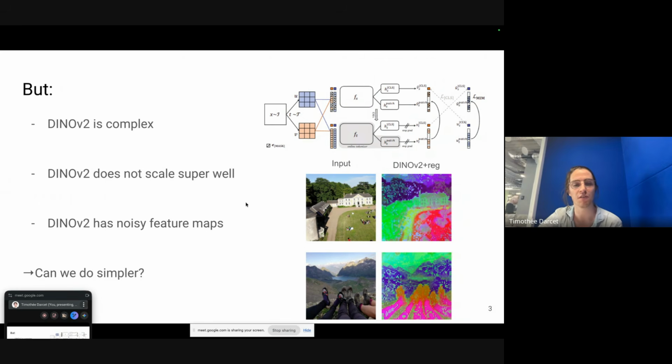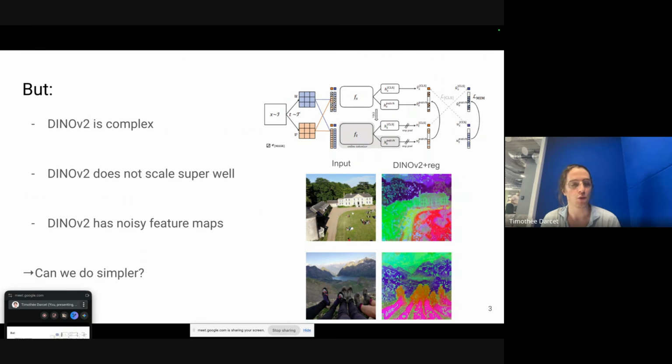Finally, DynoV2 has noisy feature maps, so this is in particular something that is important to state, especially after the fact that we work on registers to introduce to fix the artifacts that we found in DynoV2. But the fact is that even with registers, this is a bit noisy. You see, those are feature maps with registers. They are not very clean, very crisp.